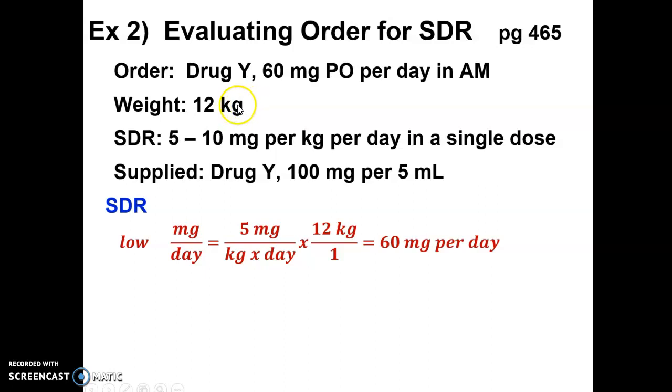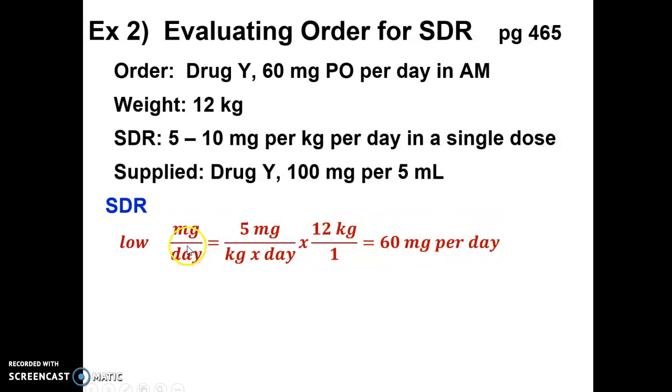If they gave the weight to you in pounds, you just got to do a simple conversion, divide by the 2.2, and all of a sudden you've got your 12 kilograms. So not a big deal if they give it to you in pounds. All right, so kilograms get to cancel, and then we can multiply the top. The bottom is all ones, so we wind up with 60 milligrams per day.